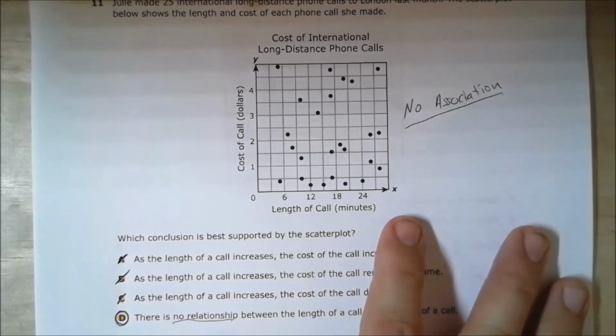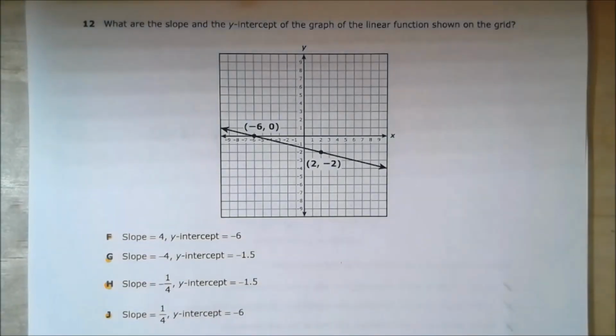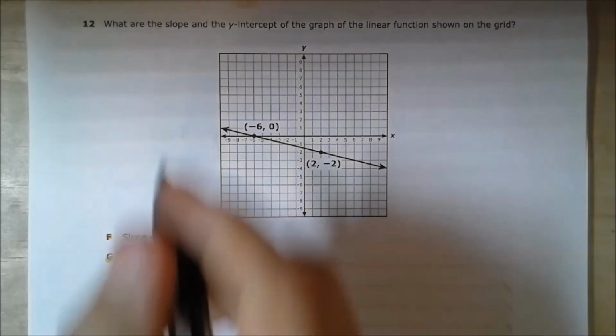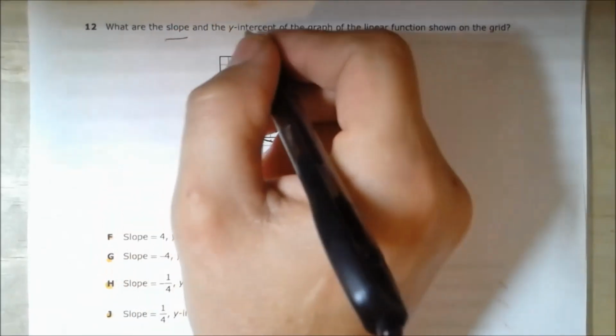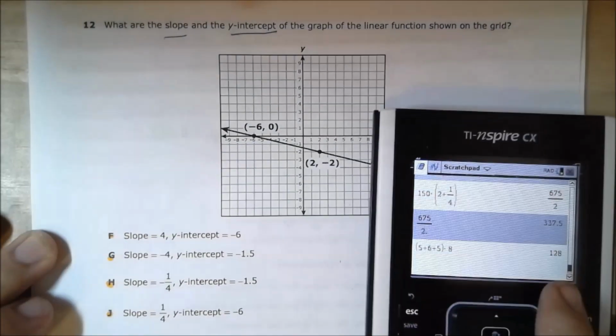Alright, go ahead and pause this and try your next problem on your own. Alright, in problem number 12, it says, what are the slope and y-intercept of the graph of the linear function shown on a grid? So in this case, we want the slope and the y-intercept. So best thing to do is what we've practiced in class and what most of you have become pretty good at.